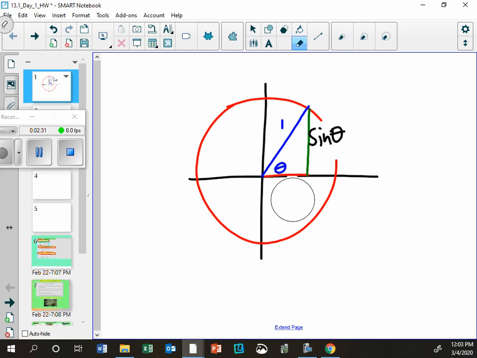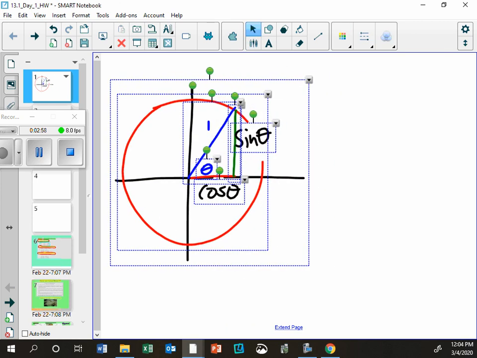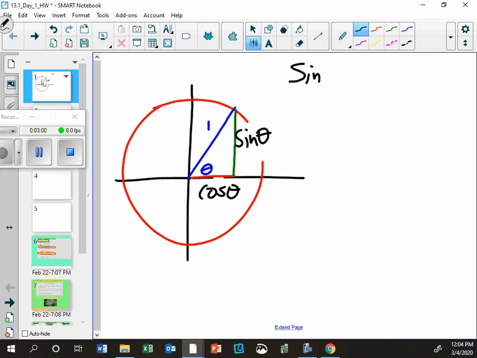How about the x? What's the x? Cosine. So there's a fact. And then from that fact, we can get a ton of other facts. If we can agree that the sine is the y, the cosine is the x, and the radius is 1, do you get that sine squared plus cosine squared must equal 1? That is the first one of the facts you need to write down on your sheet called identities. Sine squared plus cosine squared is equal to 1.